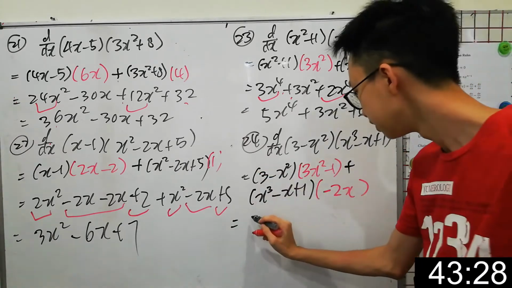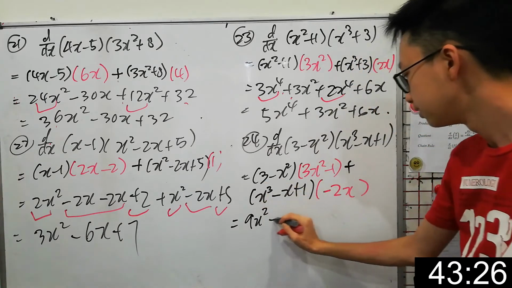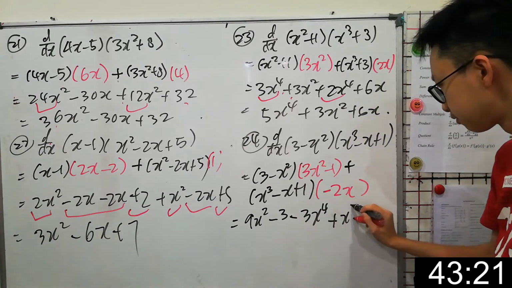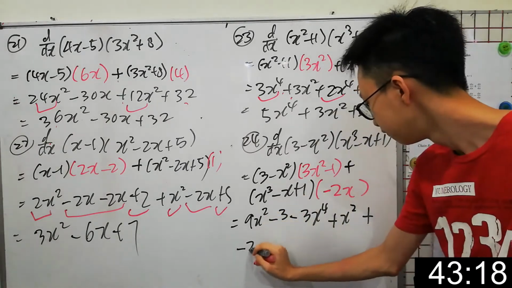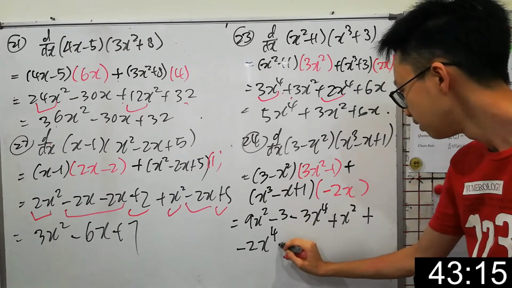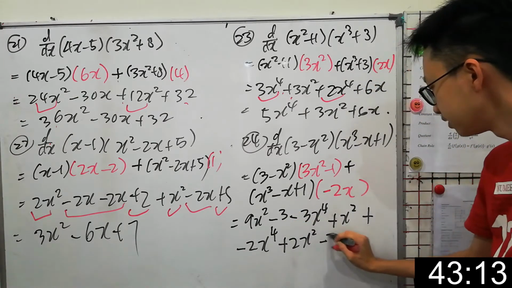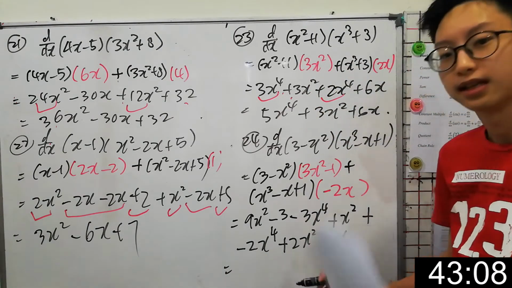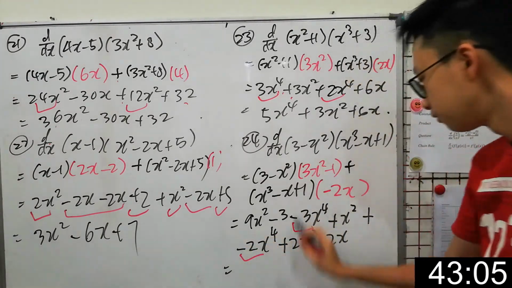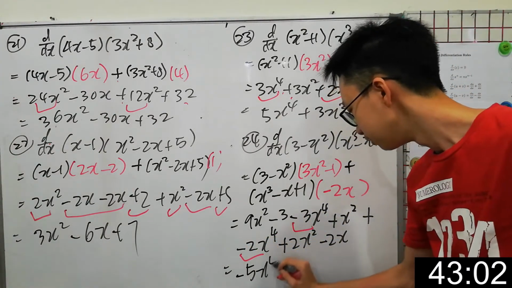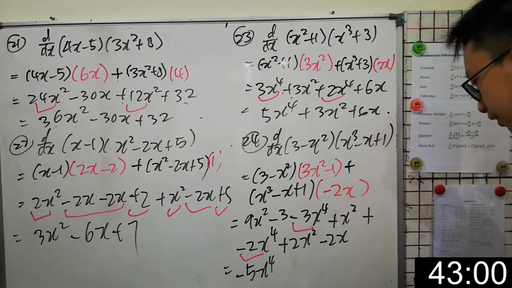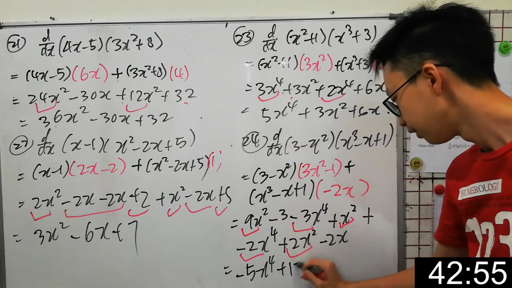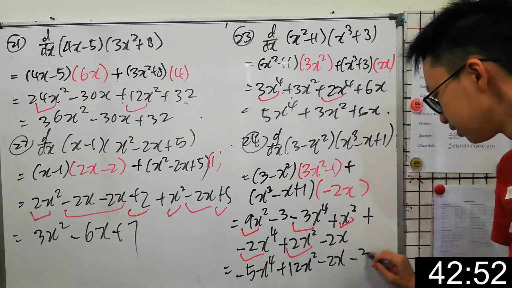Then expand the terms. This should be a 9x squared, then minus 3, minus 3x to the 4th, plus x squared, plus, this should be a negative 2x to the 4th power, plus 2x squared, minus 2x. Then you group all the like terms, arrange in descending order of the power. Negative 3 minus 2 is negative 5x to the 4th power. Then do we have any x cubed? No, okay. 9, 10, 11, 12, plus 12x squared, minus 2x, minus 3.